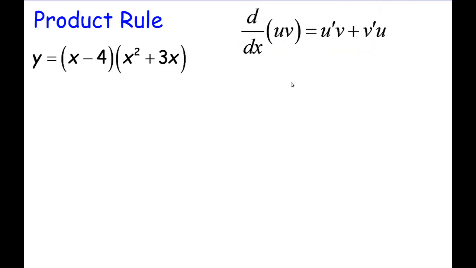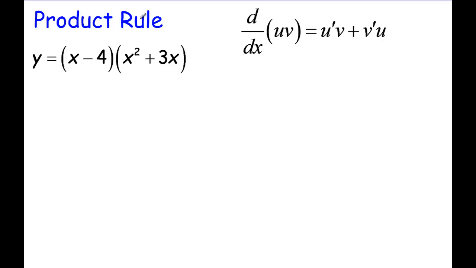Okay? Now I want you to take a look here. It's saying the derivative of the product of two functions, u and v, both of these functions of x, is equal to the derivative of u, or the first function, times the second, plus the derivative of the second times the first. Okay, it's just a basic pattern to follow and fairly simple to use, and that's what we're going to do here. So let's take a look.